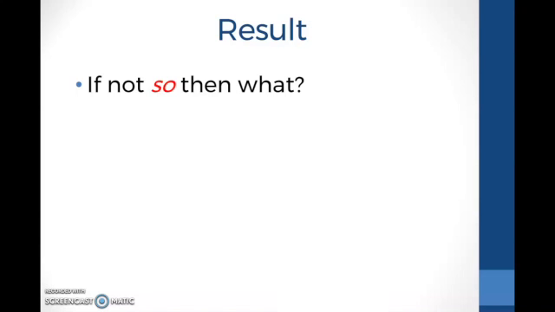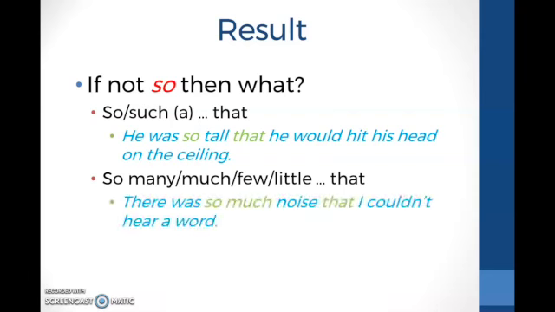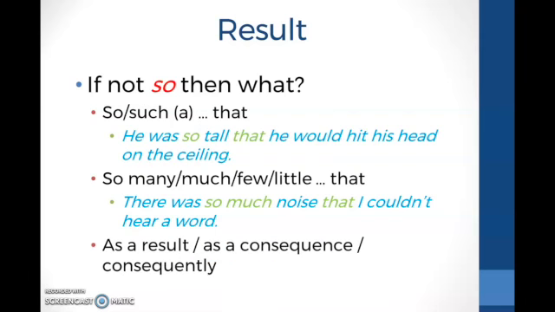The easiest word to show the result is so, but what to use if we want to avoid the word so? You can use so ... that, which goes like this. He was so tall that he would hit his head on the ceiling. You can use the same expression with quantifiers like many or few. There was so much noise that I couldn't hear a word. You can also use expressions like as a result, as a consequence, consequently, or if you want to sound smarter, therefore, thus, or hence.